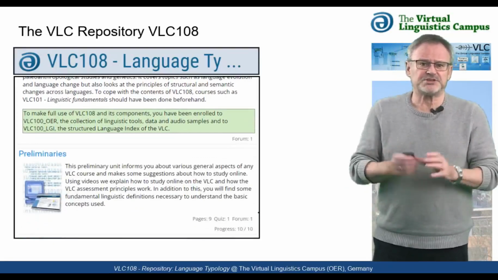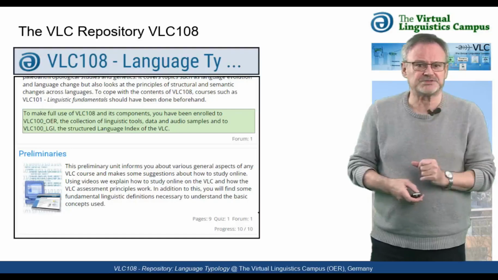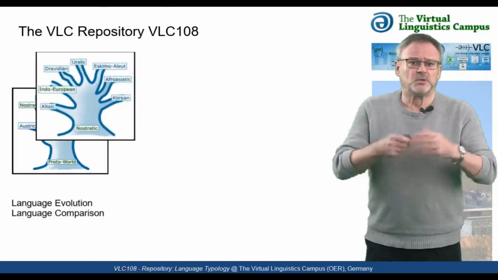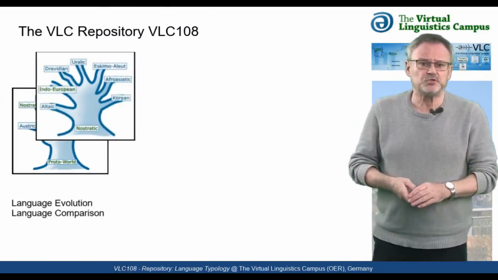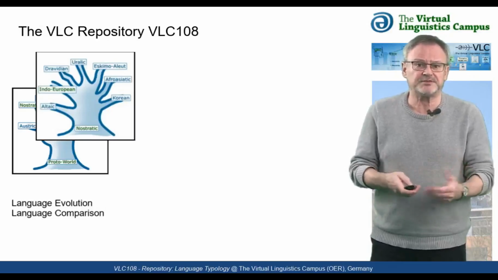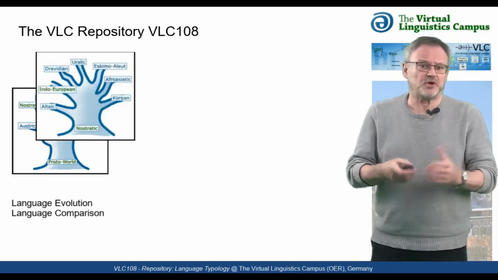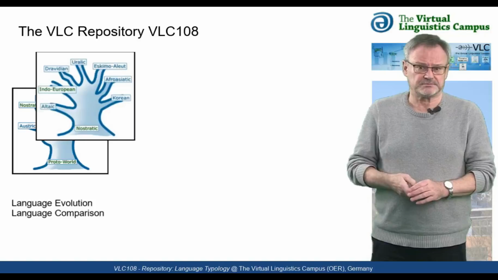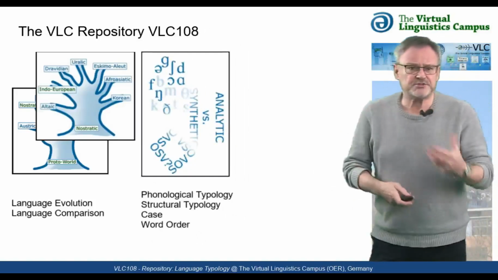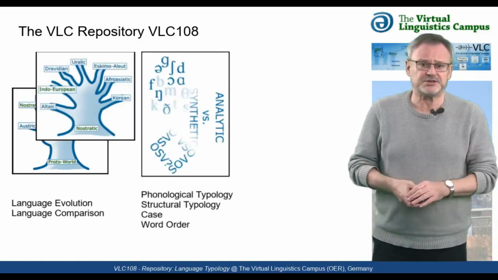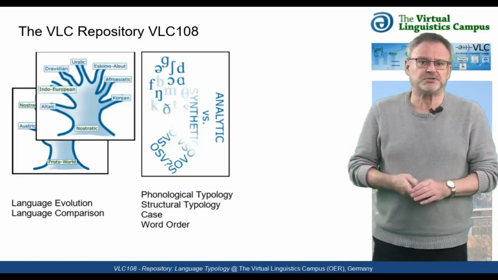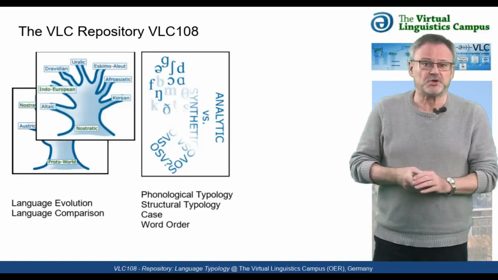The repository is subdivided into three central parts. A general part, where the main principles of language evolution and language comparison are introduced, for example, the comparative method or the principles of language reconstruction. Part 2 focuses on the central parameters of language classification, from phonological to syntactic, including a special treatment of case and the principles of case syncretism.